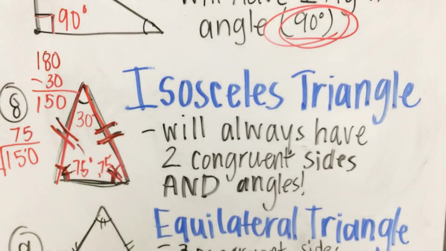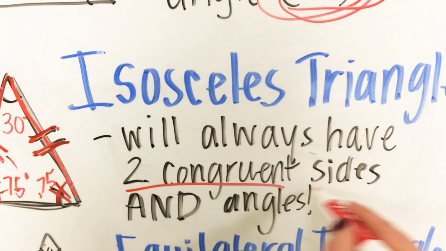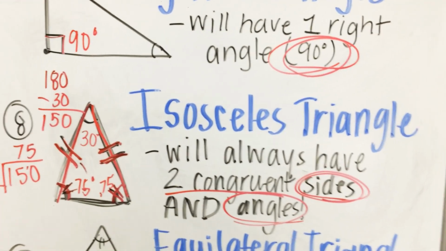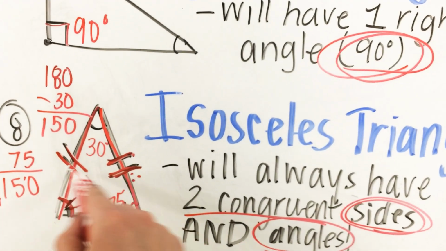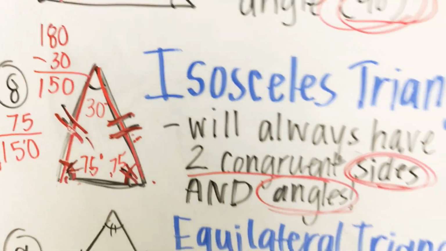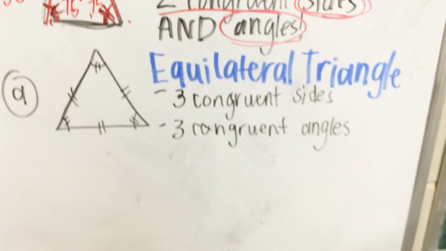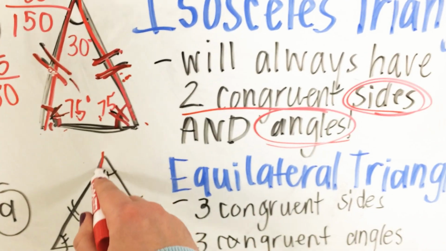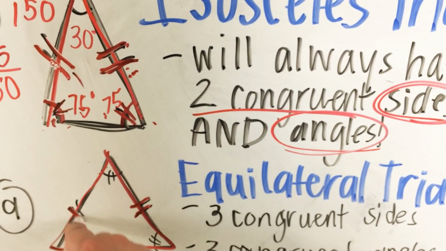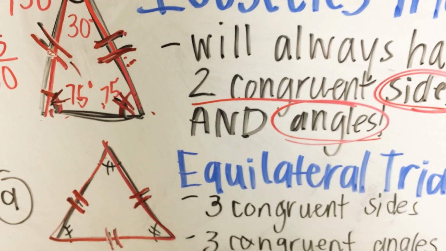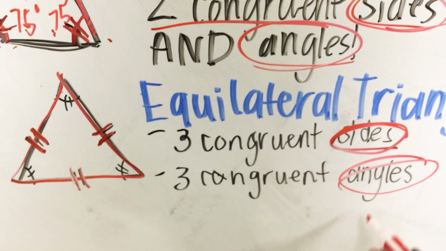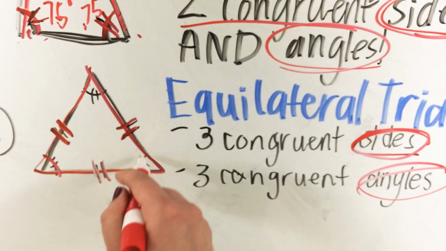An isosceles triangle will always have two congruent sides and angles. Wherever there are congruent sides or equal sides on a triangle, there will be congruent equal angles as well, okay? And an equilateral triangle is one where all three sides are the exact same length, okay? Making them congruent, all three of them, which means if all three sides are equal, then all three angles are equal, okay?